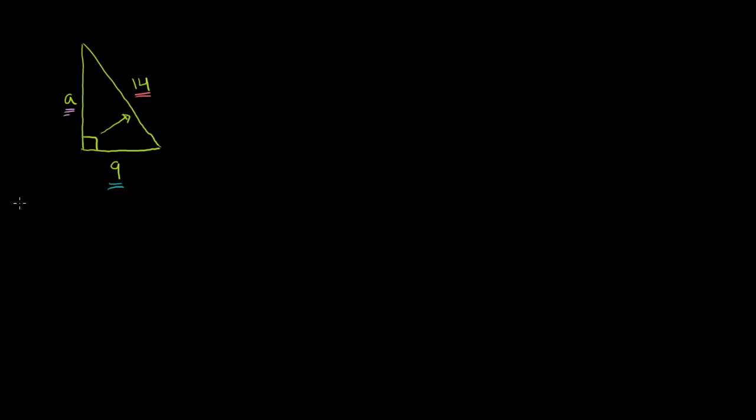The Pythagorean theorem tells us that the sum of the squares of the shorter sides, so a squared plus 9 squared, is going to be equal to 14 squared. And it's really important that you realize that it's not 9 squared plus 14 squared equal to a squared. A squared is one of the shorter sides. The sum of the squares of these two sides is going to be equal to 14 squared, the hypotenuse squared. And from here, we just have to solve for a. So we get a squared plus 81 is equal to 14 squared.